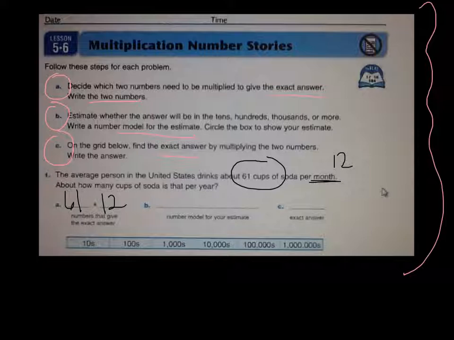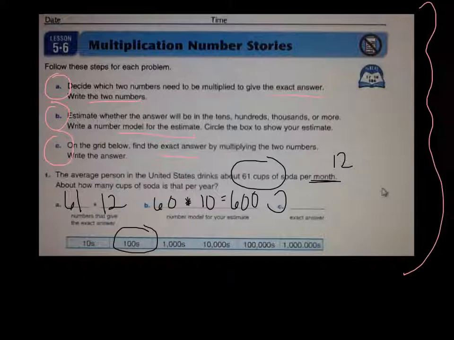Well, let's estimate. For our estimate, we want to have a basic extended fact. So 61 rounds to 60, 12 rounds to 10, and that would equal 600. We would circle below that it's in the hundreds place. Now we're on to this new part, finding the exact answer. We're going to do that on the next page.